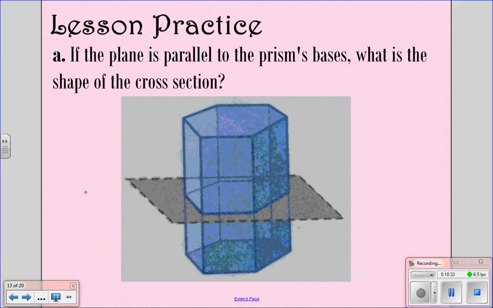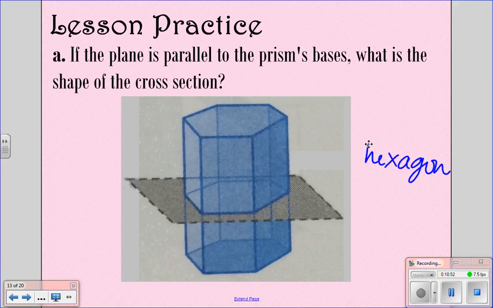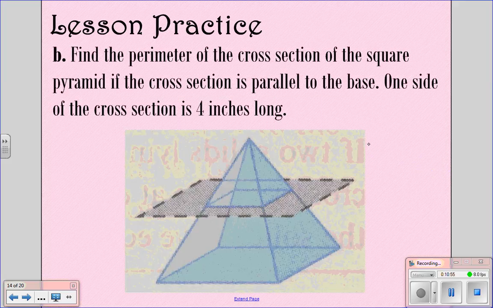Looking at this lesson practice, y'all go ahead and see if you can figure it out, and then unpause the video and I'll tell you the answer. So it asks for the shape of the cross section. Well, we have this figure right here as our cross section, and that's a hexagon. So what's the shape of the cross section? A hexagon. Okay. Looking at B, it says to find the perimeter, and it says that the base is a square. So if this is a square, that means that this one is also a square. And then it says one side is 4, so the perimeter of it, 4, 4, 4, 4, a total of 16 inches.